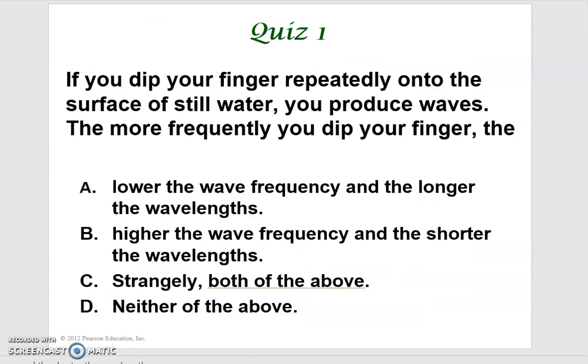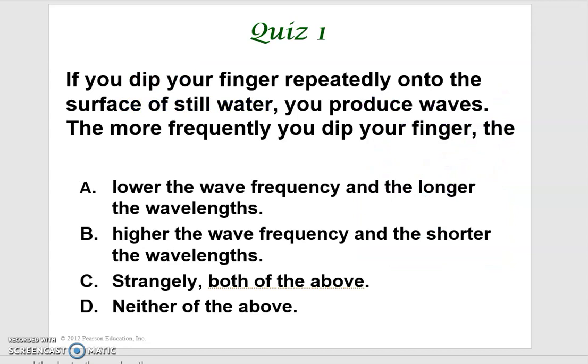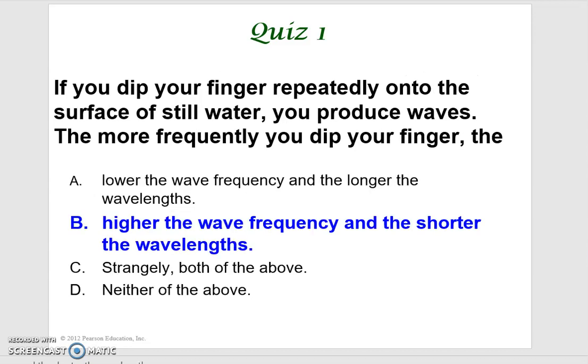Okay, now let's have the first conceptual quiz today. If you dip your finger repeatedly onto the surface of still water, you are producing a wave, and you periodically produce vibrations. Now if you dip your finger more frequently, what will happen? The answer is that the frequency you produce is the frequency of the wave produced. So the more frequently you dip, the higher the frequency of the water wave. And a higher frequency means a shorter wavelength.